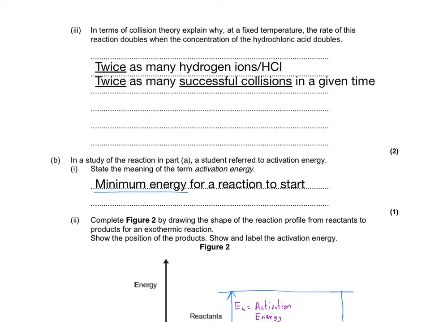In this question we're asked, why does the rate of reaction double when the concentration of hydrochloric acid doubles? Well, there are twice as many hydrogen ions, or HCl, so therefore twice as many successful collisions in a given time. It's very important we say successful collisions, not just collisions. And get this phrase in as well with kinetics, in a given time.